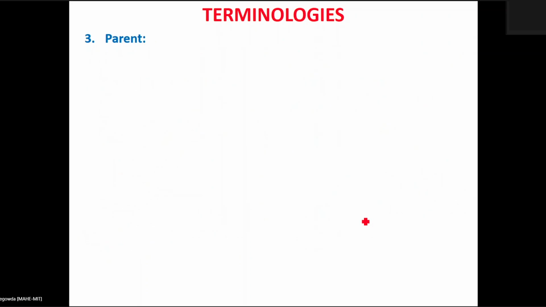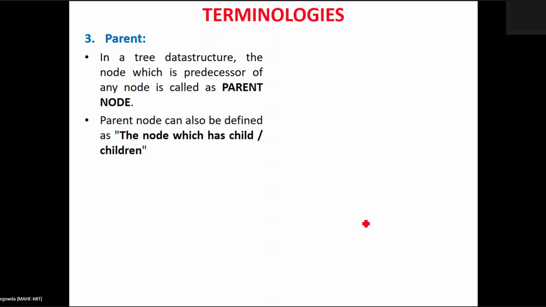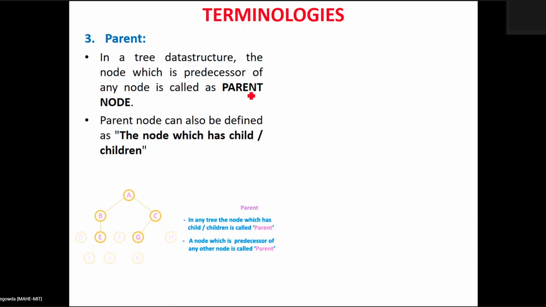The next terminology is the parent node. A parent node is an immediate predecessor of a node. Or you can define it as the node which is the predecessor of any node is called a parent node. A parent node can also be defined this way: a node which has a child or children, meaning any node with at least one child is called a parent node.